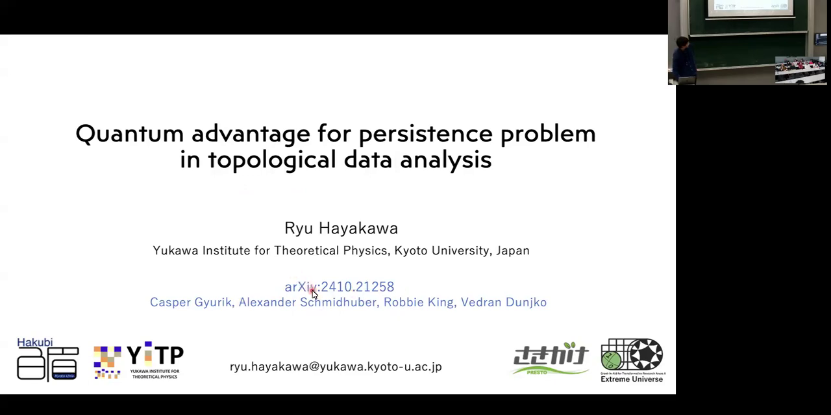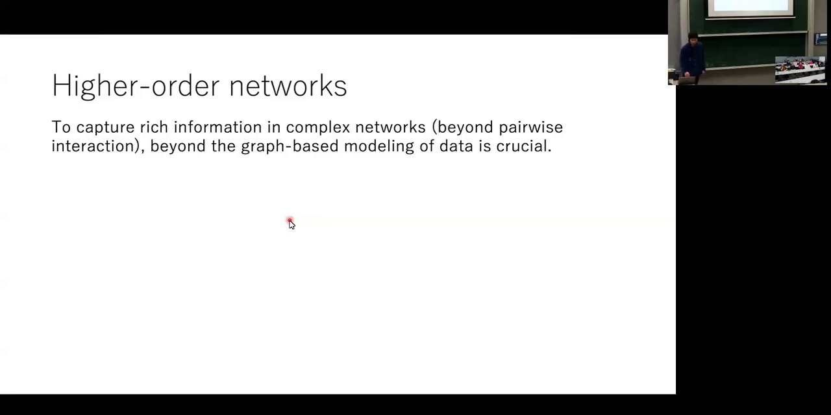This topic is based on this preprint with collaborators. The motivation of this talk is the analysis of very higher order complicated networks. In order to capture rich information that may be hidden in complex networks that contain interactions beyond pairwise interactions, modeling of the data beyond graph-based analysis will be crucial.